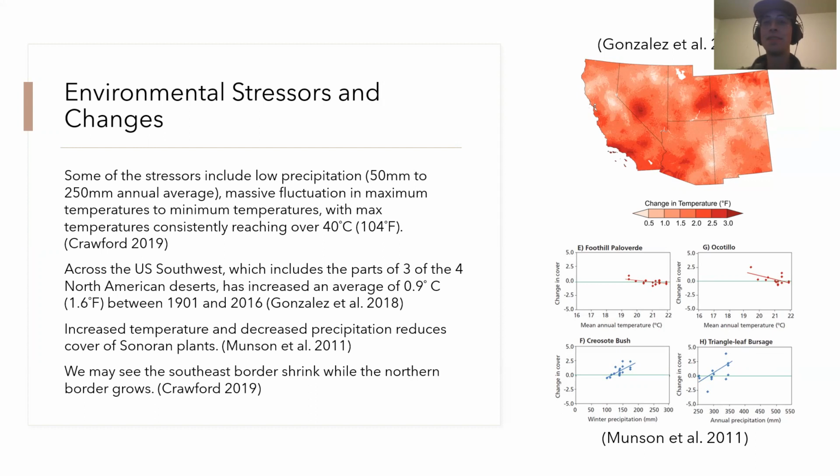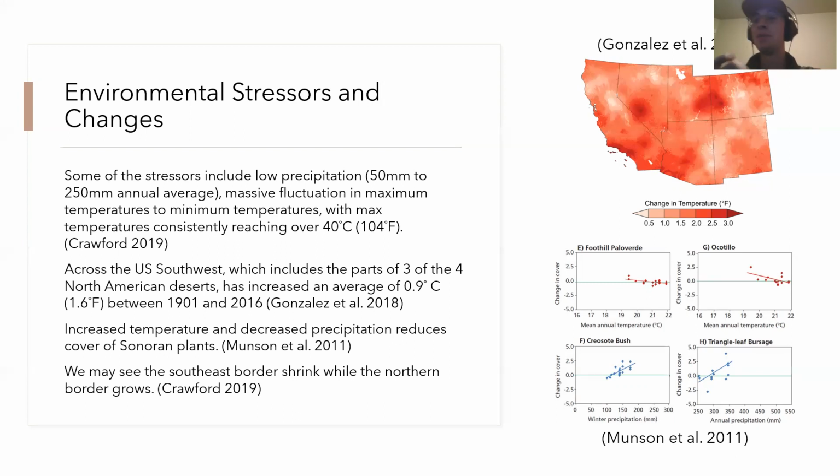It gets about 50 millimeters to 250 millimeters annual average. And then there's a massive fluctuation in maximum temperatures to minimum temperatures, with maximum temperatures consistently reaching over 40 degrees Celsius, or 104 degrees Fahrenheit. And so that definitely causes some big stress in the life that lives here.